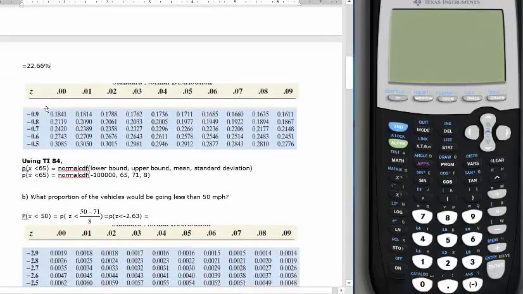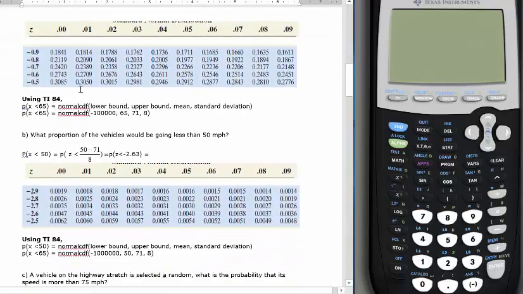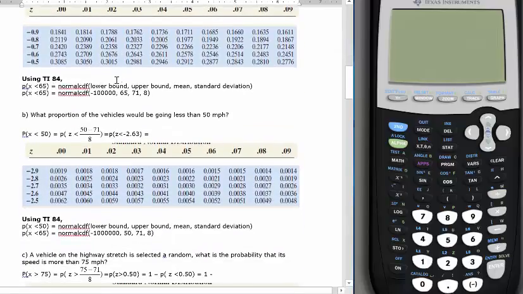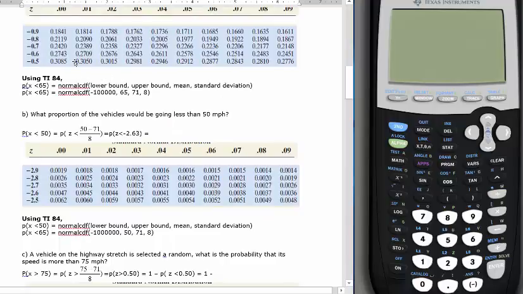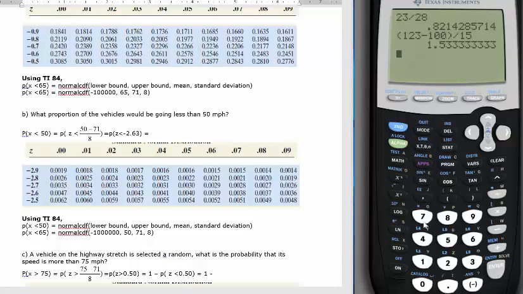Okay, using the calculator, let's do this part now. That's the easy and quick part. We need a probability of x less than 65. The function that you'll be using to find normal probability is called normal CDF. So let me show you how to access this function on the calculator.